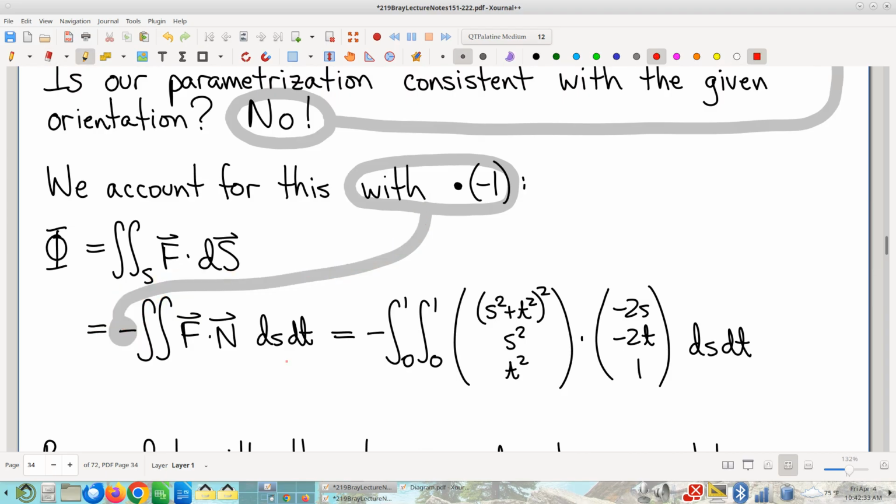Where do you put the minus sign? I claim that this is the correct place to put the minus sign in this case. And let me explain why. Let's think about the orientations of what we are looking at here. So we've been asked for flux. Flux is oriented according to however the question is stated. Right? Flux is a result of the given orientation.